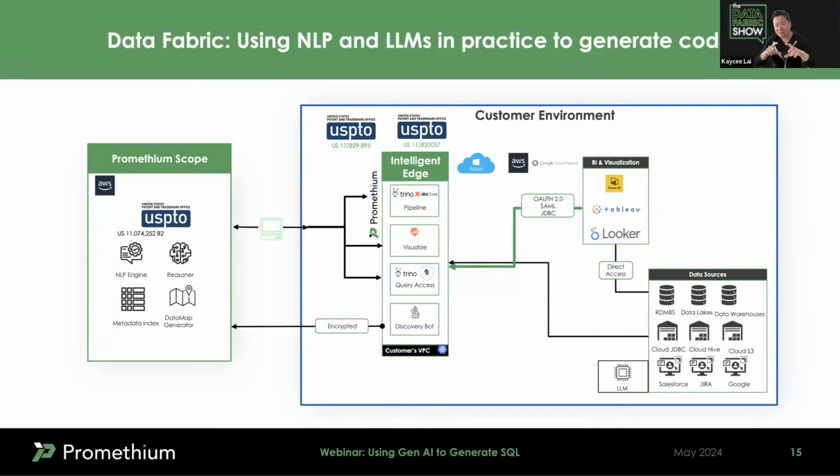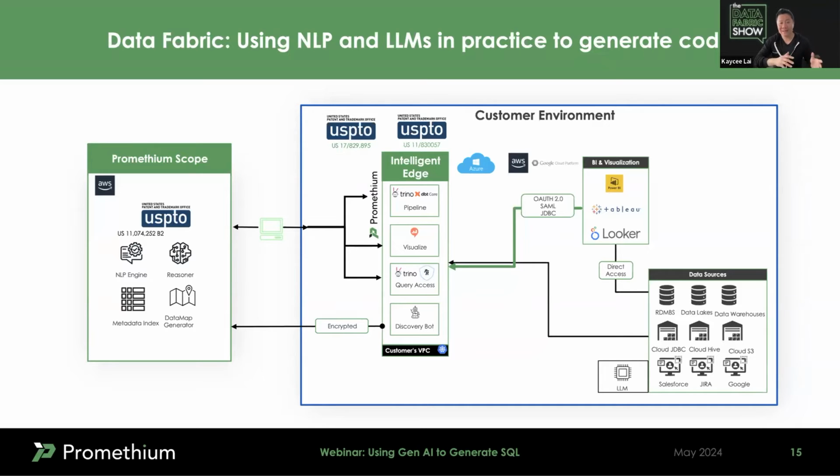And then in the middle, this box called the Intelligent Edge is also a Prometheum product, but it's always deployed in the customer's environment, in the customer's VPC. That way, any type of data access will happen right behind the customer's firewall. They can control which ports they want open or closed, IAM roles, all that good stuff.